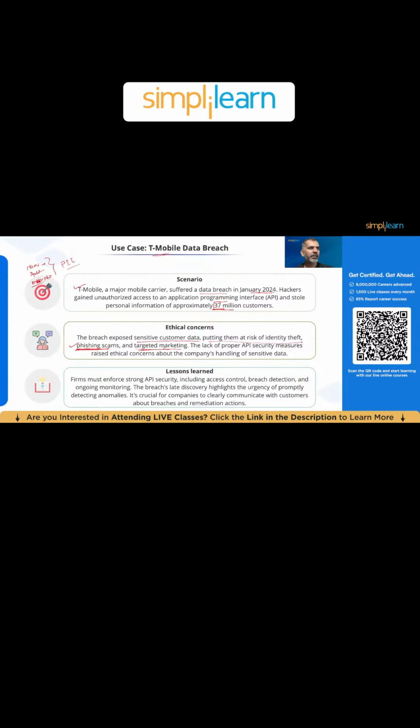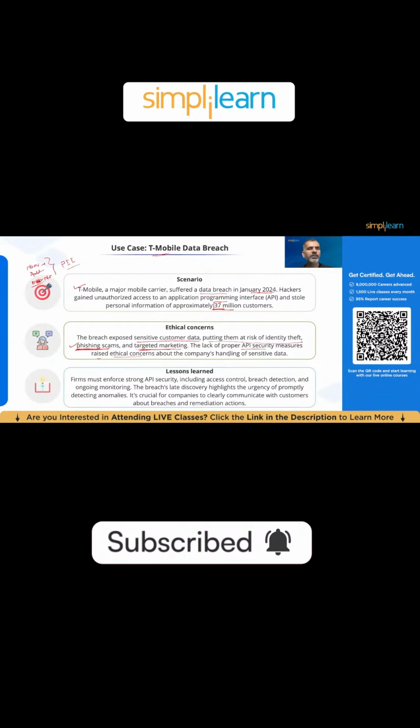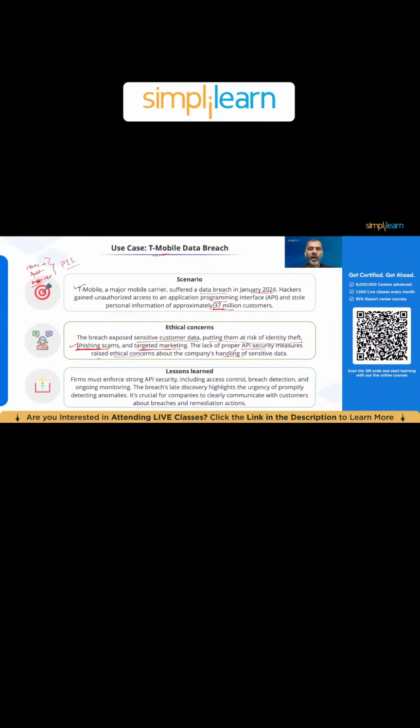This can be used for targeted marketing also. When you expose such important information to the hacker community, it can be used for any purpose. The lack of proper API security measures raises ethical concerns about the company's handling of sensitive data. When it happens, obviously customer trust will be lost, and customers may not rely on T-Mobile further. So what is the lesson learned from this incident?